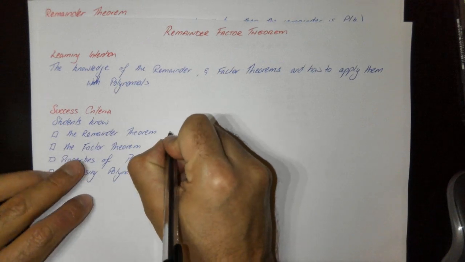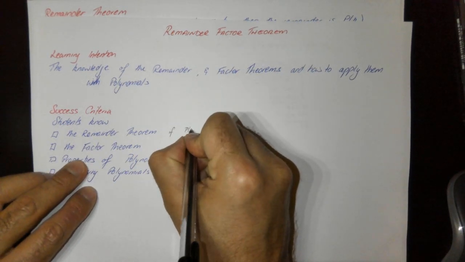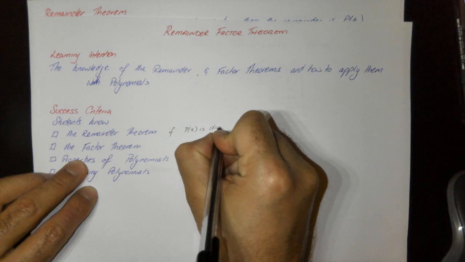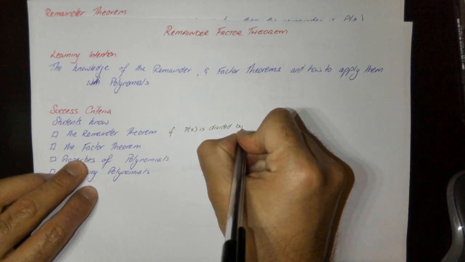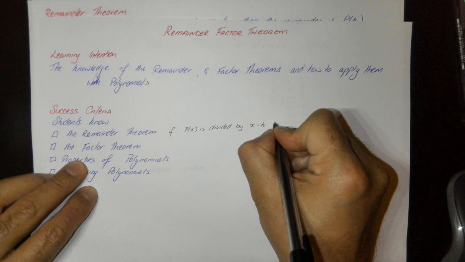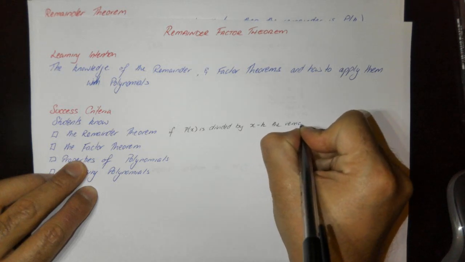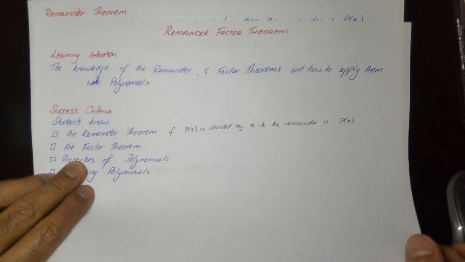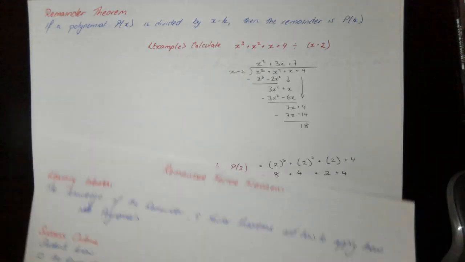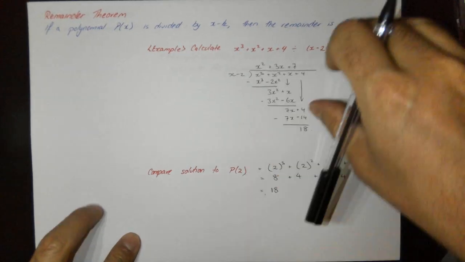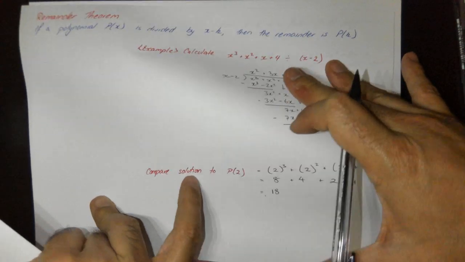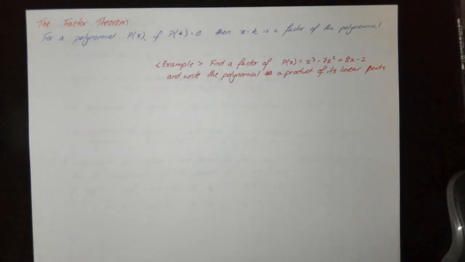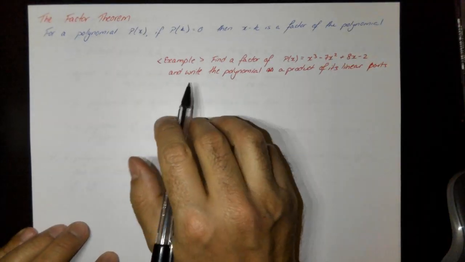So maybe put in here: if p of x is divided by x minus k, the remainder is p of k. Okay. The factor theorem. Actually, that should be next, sorry. For a polynomial p of x, if p of k equals 0, then x minus k is a factor.